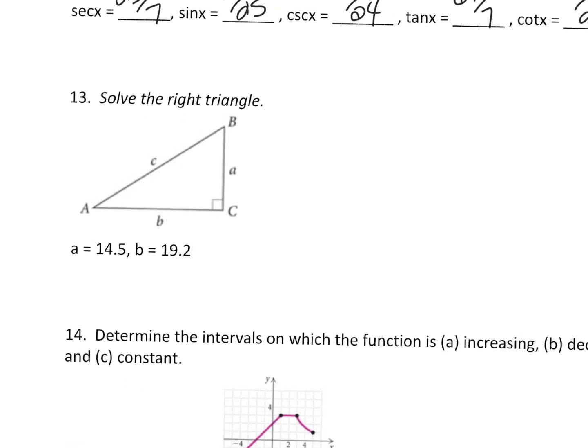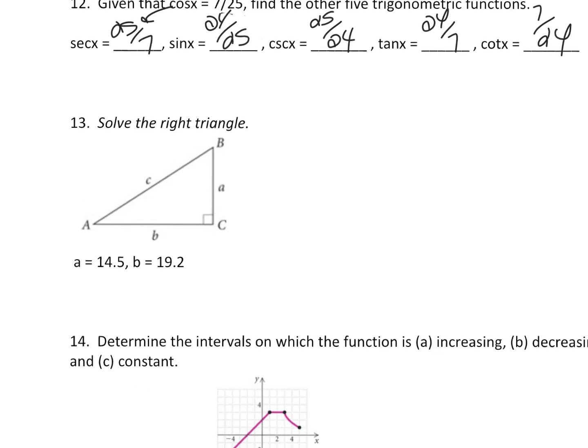All right, 13, solve the triangle. About to do SOHCAHTOA again. When it says solve the triangle, by the way, you got to find everything that's missing. So what we're missing is I need to find little c, that's right here. I need to find angle B and angle A, all that stuff.